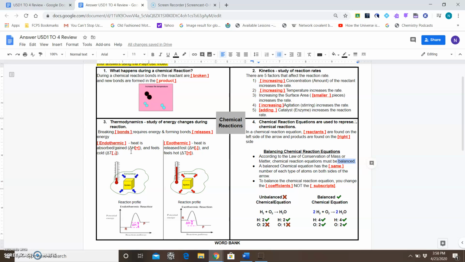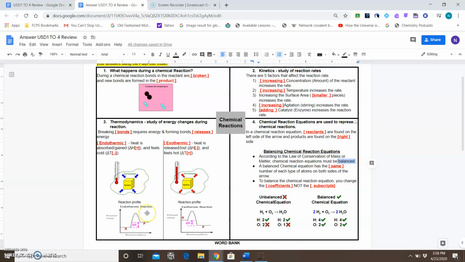Now, for an endothermic reaction, because it's absorbing heat or gaining heat from the surroundings, it's going to feel cold, and that could be your hands or the container that it's taking place in. So since the surroundings will feel cold, the change in temperature of the surroundings will decrease, so delta T is negative.